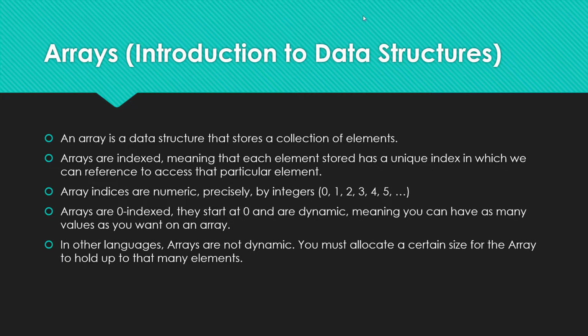That's it. Arrays are indexed, and what that means is that each element stored has a unique index which we can reference to access that particular element. Their indices are numeric, precisely integers 0, 1, 2, 3, 4, 5. Arrays are zero indexed, which means they start at 0. They're also dynamic. In JavaScript, arrays are dynamic, so you can always add as many elements as you want to an array at any time in the program. In contrast, in other languages, arrays are not dynamic. You have to specify a size for that array before you can actually use it.